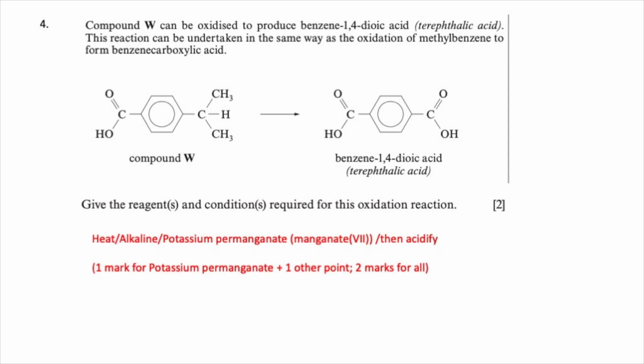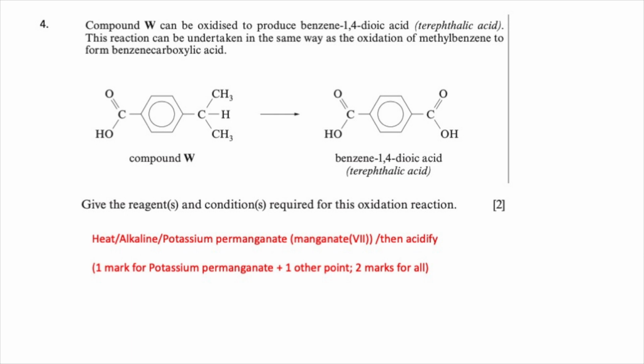So question 4 is asking you to give the reagents and conditions required for this oxidation reaction. And they tell you that this reaction is undertaken the same way as the oxidation of methylbenzene to form benzene carboxylic acid, which is commonly known as benzoic acid. Now, to carry out this reaction, you need to reflux the compound with alkaline potassium permanganate. And they normally use sodium carbonate to produce these alkaline conditions. Now, after refluxing it with alkaline potassium permanganate, you then acidify with dilute acid.